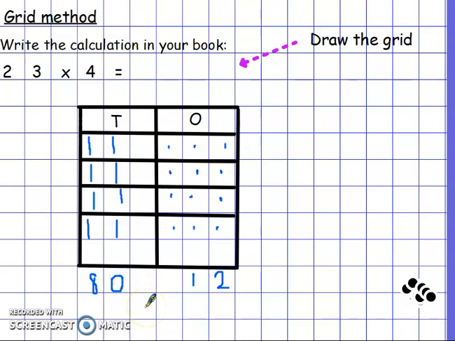So all we need to do with these two numbers is add them together. You should be able to do that brain only, or you could use column method addition if you needed a bit more help. 80 plus 12 equals 92. Well done. I did 80, add 10 more to give me 90, add the 2 equals 92. So this is how we use grid method multiplication. Let's try a different method now.